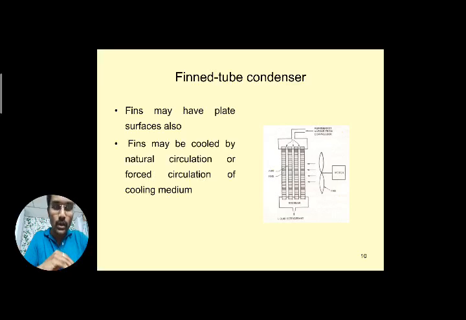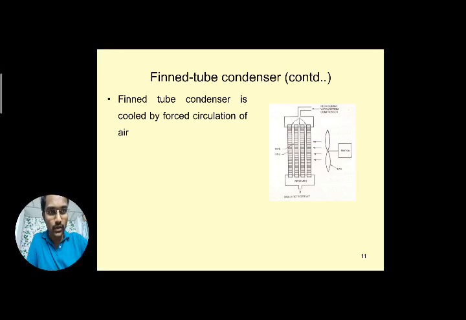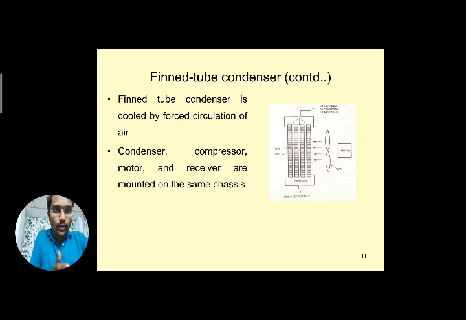Fins may be cooled by natural circulation or forced circulation of the cooling medium. First the air makes contact with the fins, then with the tube, so more heat is transferred and the cooling process takes place. Next, the finned tube condenser is cooled by forced circulation of air. As already explained, in the forced type air cooled condenser, if you provide a fan, forced air makes contact with the fins and tubes and heat transfer takes place, so the heat is rejected at the other side of the condenser.